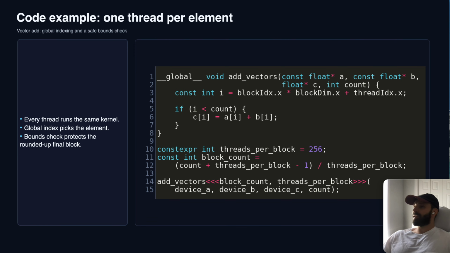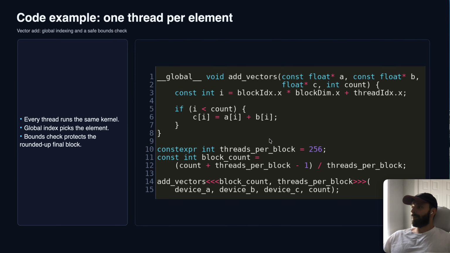Every thread reaches the same line that calculates i. So you can see blockIdx.x tells you which block we're in, and blockDim.x tells how many threads there are in each block. You put those together, and you get a unique index across the entire grid, which is i. i is the unique index of this thread across the entire grid.